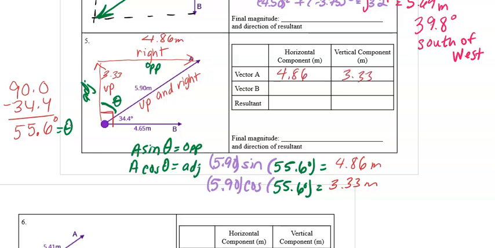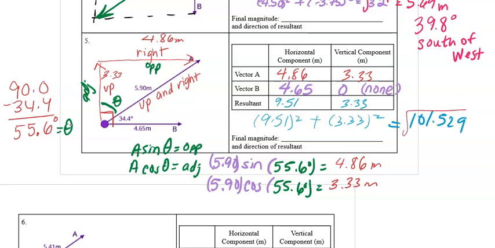And once I can assign a value to the vector, then I can put it on my table, which one is horizontal and which one is vertical. Notice that in vector B, there's no vertical component because it's just sideways. And since everything is up and to the right, they're all positive values. So you can just assign all positive values. Pythagorean theorem will get you the hypotenuse value. And don't forget to square root at the end.